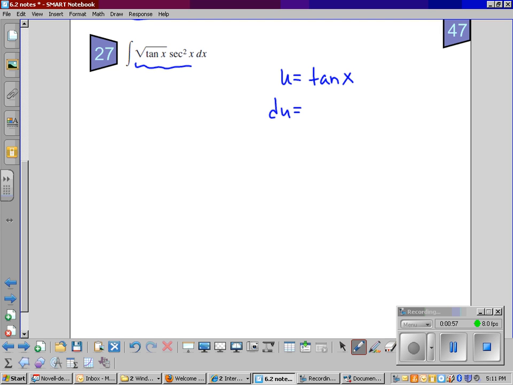Okay, so if I take the derivative of tangent x, then I get secant squared x dx. Notice that you have that right here in your integrand ready and waiting to be substituted for du. So what's left here is my u, tangent x, to the 1/2 power. That's the same thing as square root. Now notice I didn't have to fix that at all. I didn't have to fix a constant or anything.